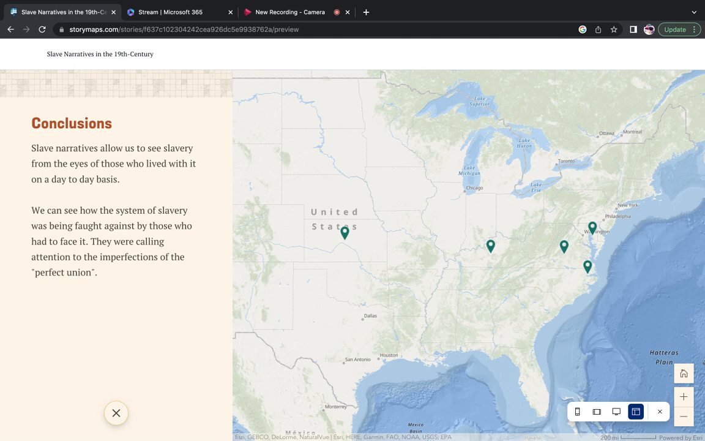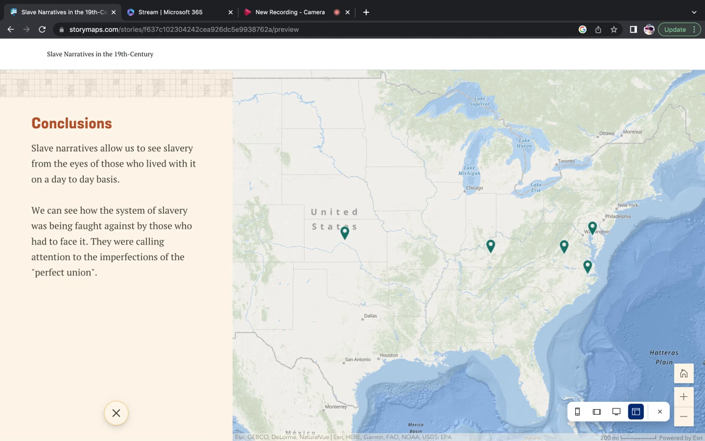In this course, we have talked about the idea of the more perfect union. But to those who were enslaved and who were writing about their experiences within slavery in the United States, they knew that it was far from perfect. Their writing was actively calling out the imperfections of the society they lived in and called for change and reforms.